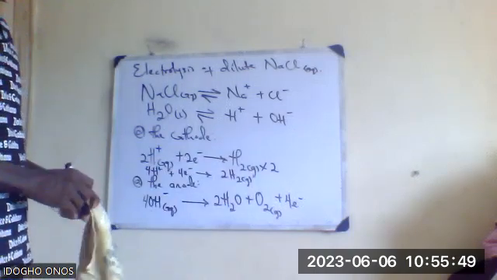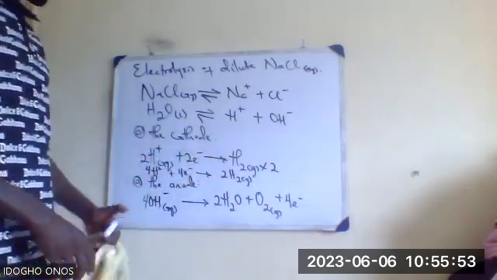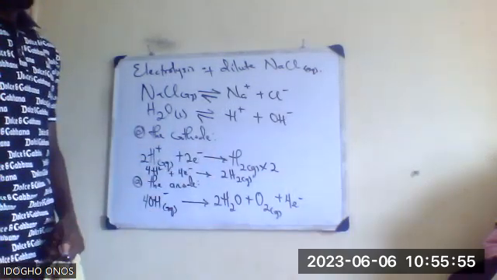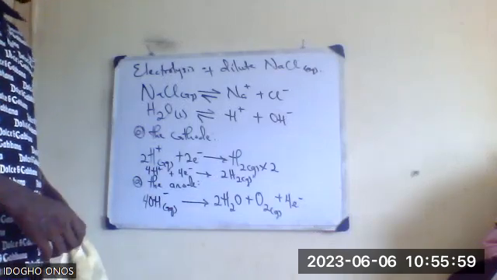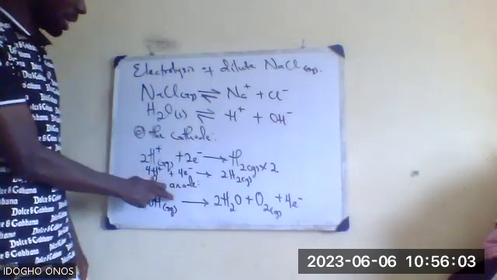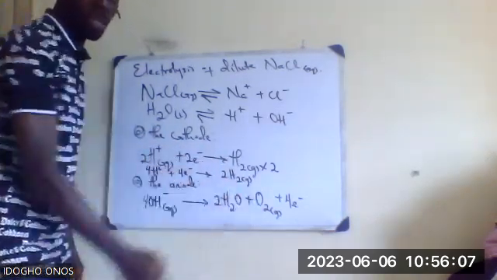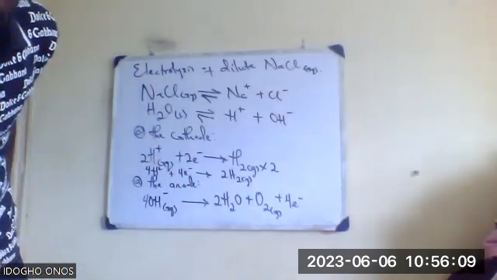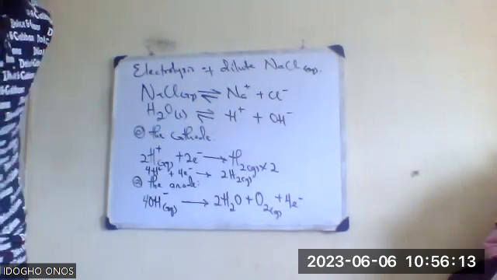So the products at the cathode and at the anode are hydrogen and oxygen gas, respectively, in the ratio of 2 to 1. Is that taken? The products at the cathode and at the anode are hydrogen gas and oxygen gas, in the ratio of 2 to 1, respectively.